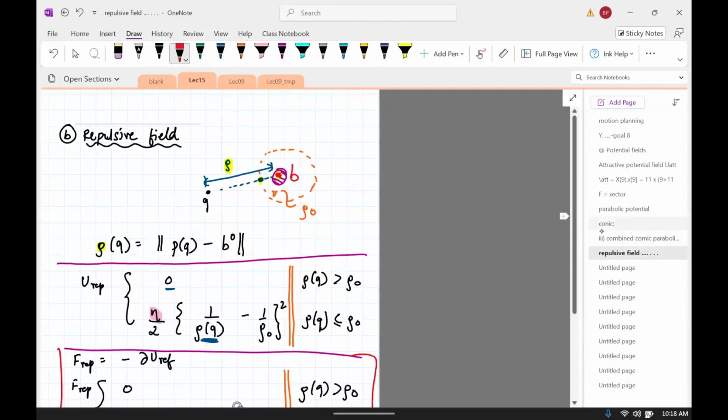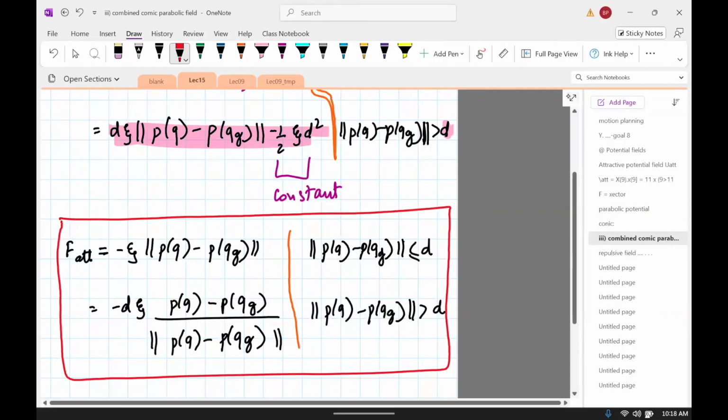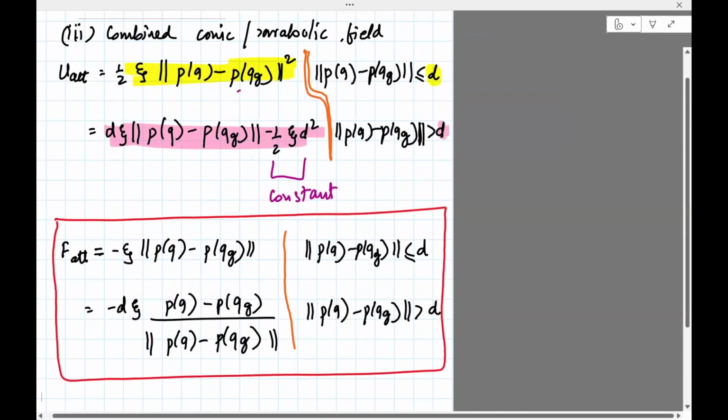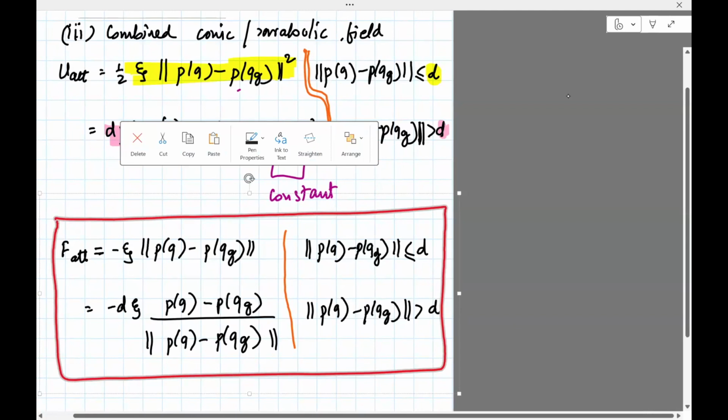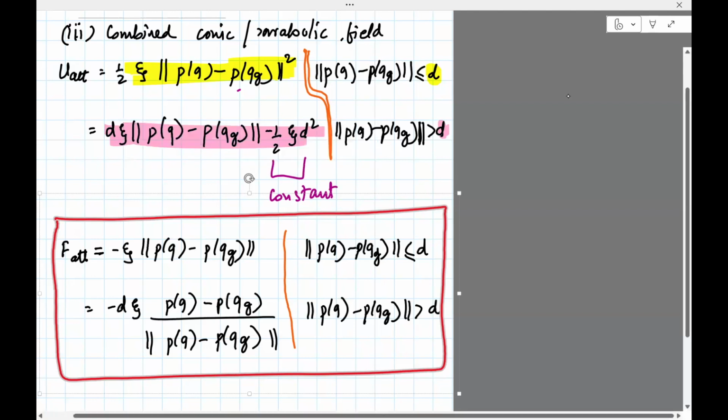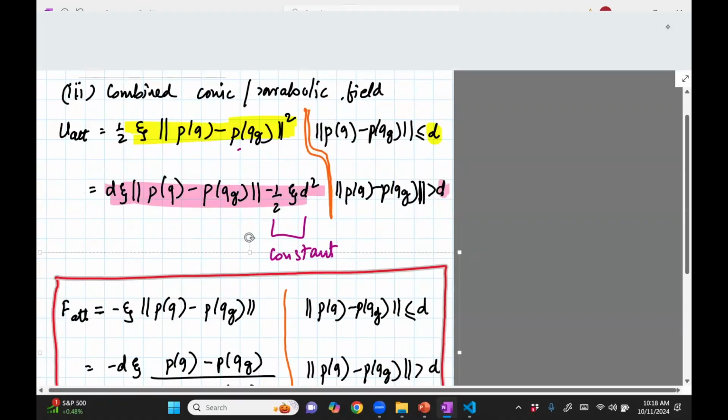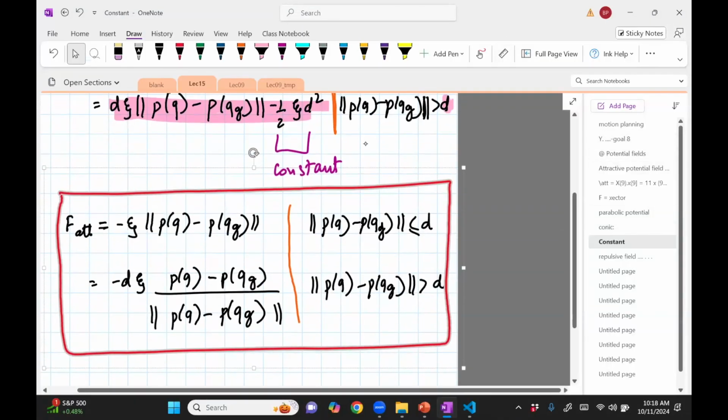For the attractive field, we would have a different way of doing it. We want to use the quadratic potential closer to the goal, and then we want to use the conic further away, so you have a constant force. So we'll see how to use that. Before that, let me just show you what the repulsive field looks like, and then we'll see how to use this to navigate a car.